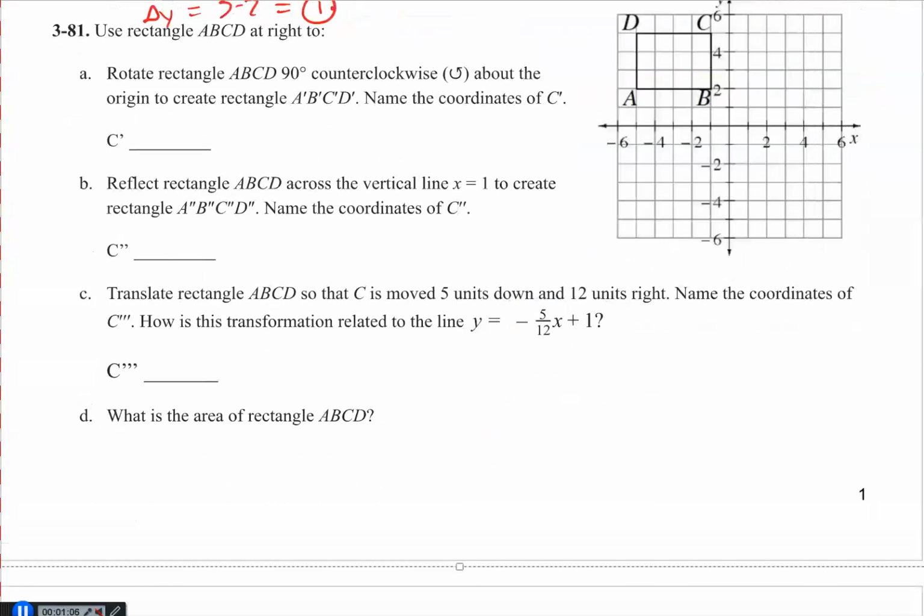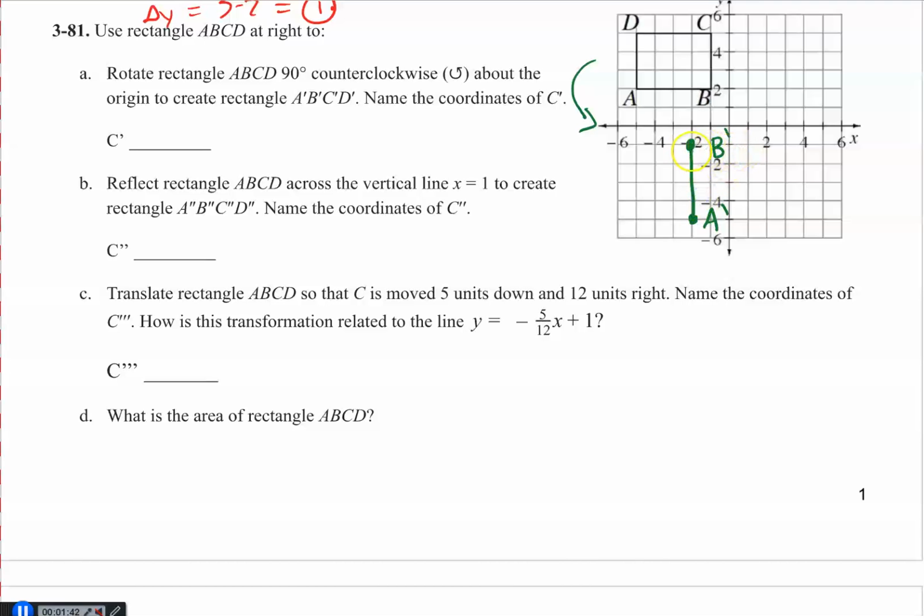3-81. Okay, you're going to want to use patty paper for this. I'll just do it on the screen. Rotate this rectangle counterclockwise about the origin to create the rectangle A prime, B prime, C prime, D prime. So let's do that first. When you rotate it counterclockwise, B prime goes here. A prime goes here.